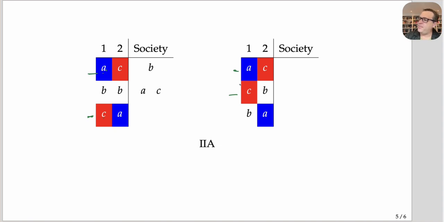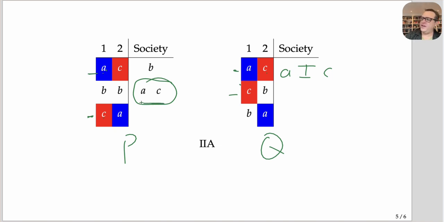Voter 1 ranks A above C and voter 2 ranks C above A. So IIA says whatever society's opinion is in this profile P, that has to be the exact same opinion that society has in profile Q, because the voters' ranking of A and C is exactly the same in both P and Q. What that means in particular is that society has to be indifferent between A and C.